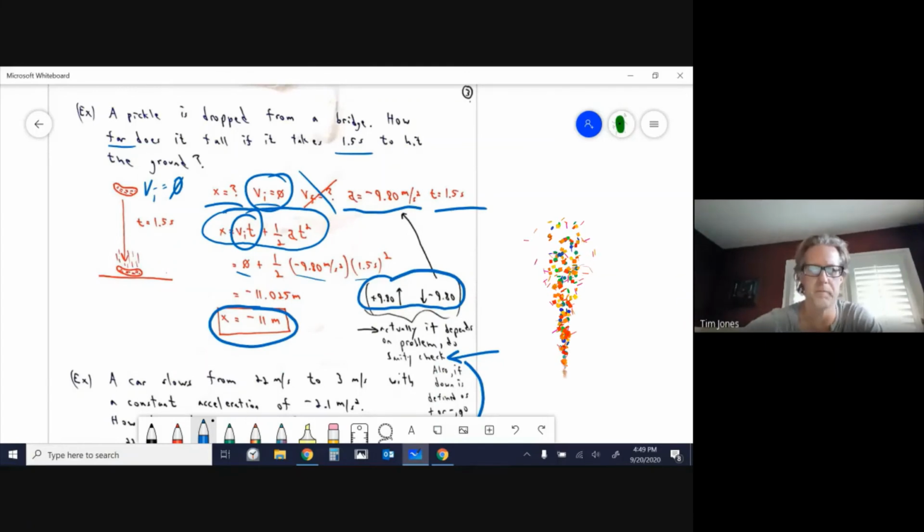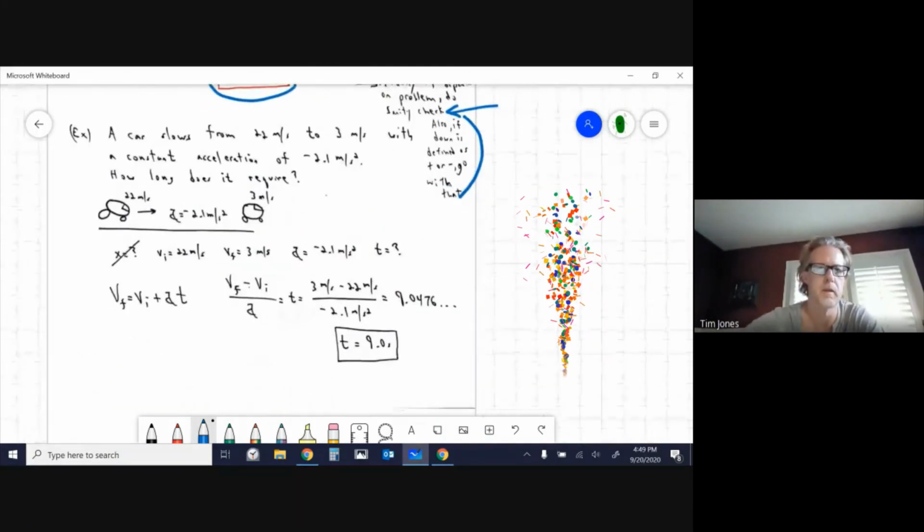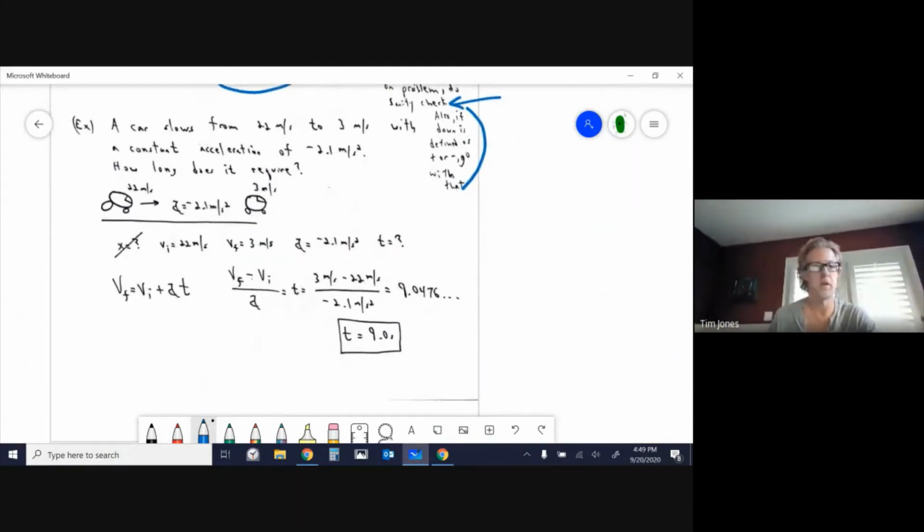All right, one more. Car slows from 22 meters per second to 3 with a constant acceleration of negative 2.1. And the negative makes sense in this case because it's slowing. If it was speeding up, it would be a positive acceleration. How long or time does it require?